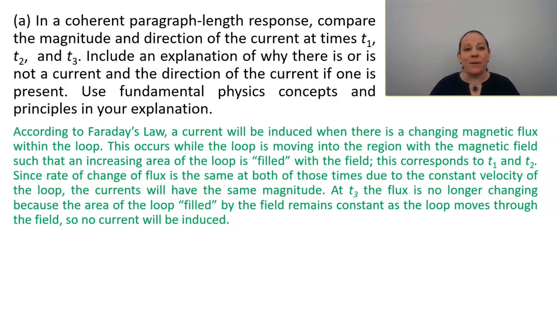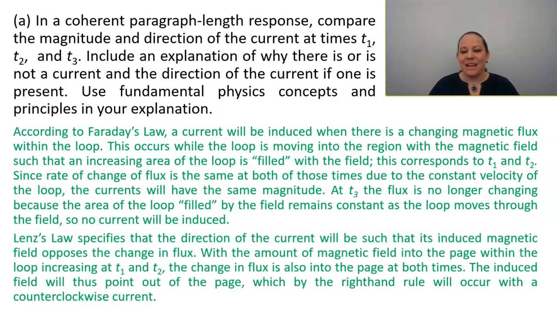And now we need to talk about direction. Lenz's law specifies that the direction of the current will be such that its induced magnetic field opposes the change in flux. With the amount of magnetic field into the page within the loop increasing at T1 and T2, the change in flux is also into the page at both times. The induced field will thus point out of the page, which by the right-hand rule will occur with a counterclockwise current.